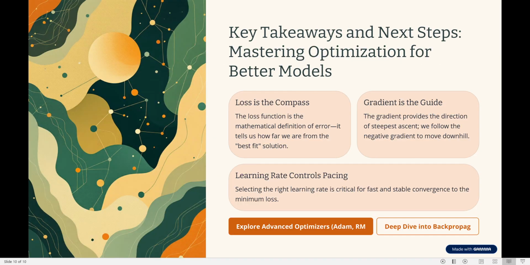And the last one is the key takeaways and next steps. Let's wrap up the key lessons for today. Loss is a compass. It measures how far we are from the best solution. Second, the gradient is a guide. It points us in the right direction to reduce error. And the third one is the rate control. Learning rate controls the pace. It decides how fast we reach the goal. In short, machine learning is all about this: using the gradients to minimize the loss until we find the perfect balance, the best fit line.